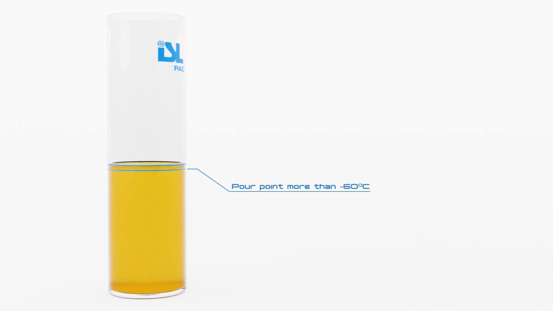To run a test, fill a clean and dry test jar with the sample up to the mark. The bottom of the meniscus should be leveled with the mark. The pour point test jar has 2 level marks. The lower mark is used for samples with pour points higher than -60°C. The upper mark should be used for low temperature test, with expected pour points of less than -60°C.